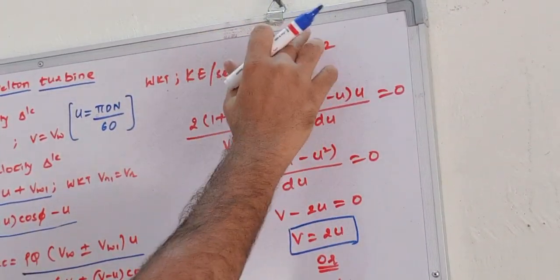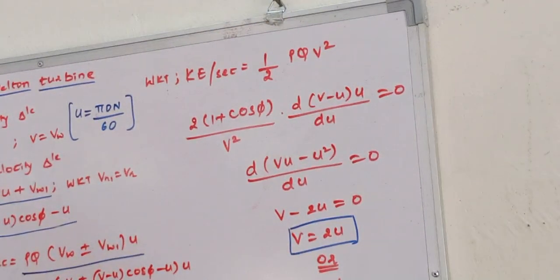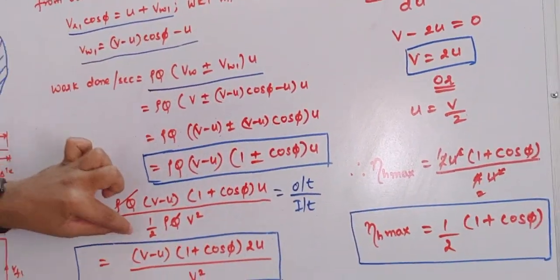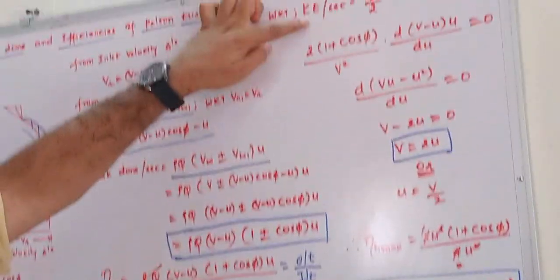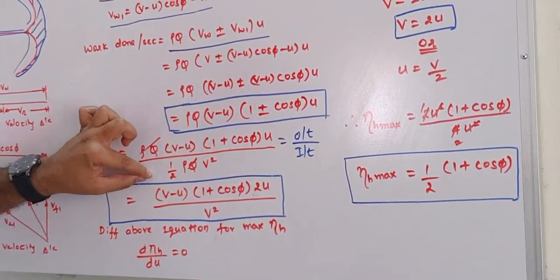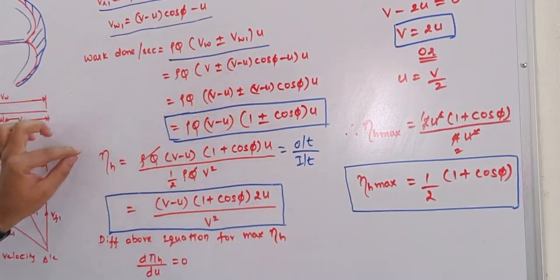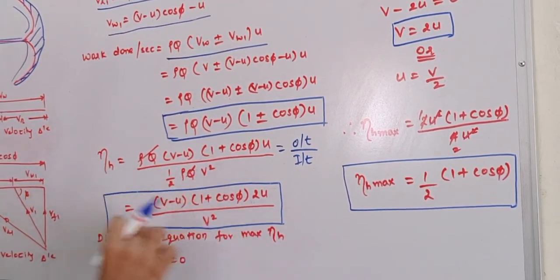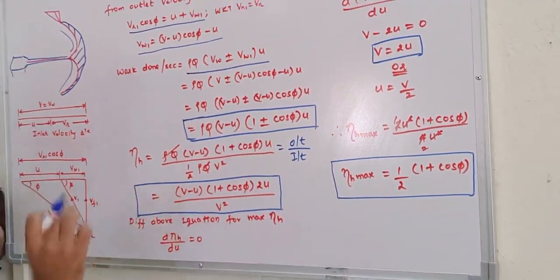This is the equation for kinetic energy. Now the power developed in the runner divided by the power supplied by the jet, which is work done per second divided by kinetic energy per second, will give you the hydraulic efficiency. So in this, what happens? Rho Q is getting cancelled. So this is the equation for hydraulic efficiency.